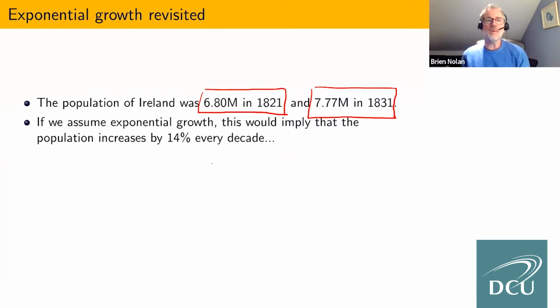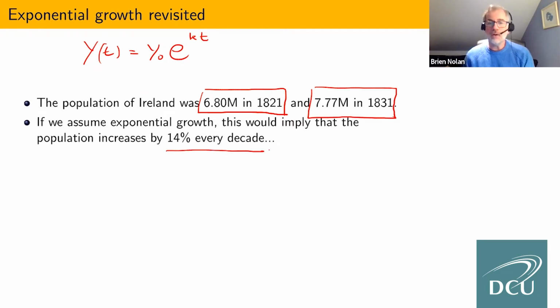Now, these are the kind of numbers that we saw in examples about the law of exponential growth. So if we assume that the population of Ireland in the 19th century is following the law of exponential growth, we'd have y naught e to the k times t, and we could use these numbers to figure out y naught and the value of k. Well, if we were to run through that calculation, we'd find that this corresponds to an increase in the population of 14% every decade. So a further 14% up to 1841, another 14% to 1851. And if you know your history, you know that something's gone wrong there already.